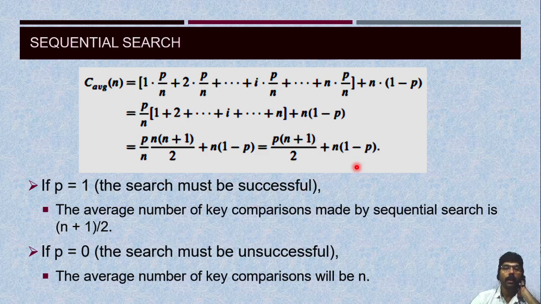If the p value is 0, that means the search is unsuccessful. Then the first expression becomes 0, and here it becomes n. So for an unsuccessful search, the number of comparisons is n. Our expression is correct. Our assumption is correct.